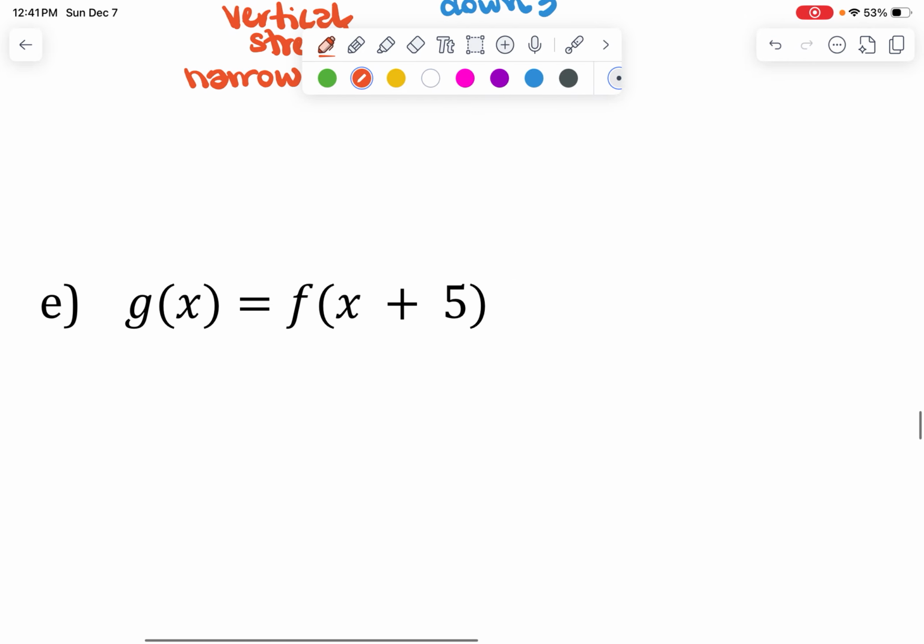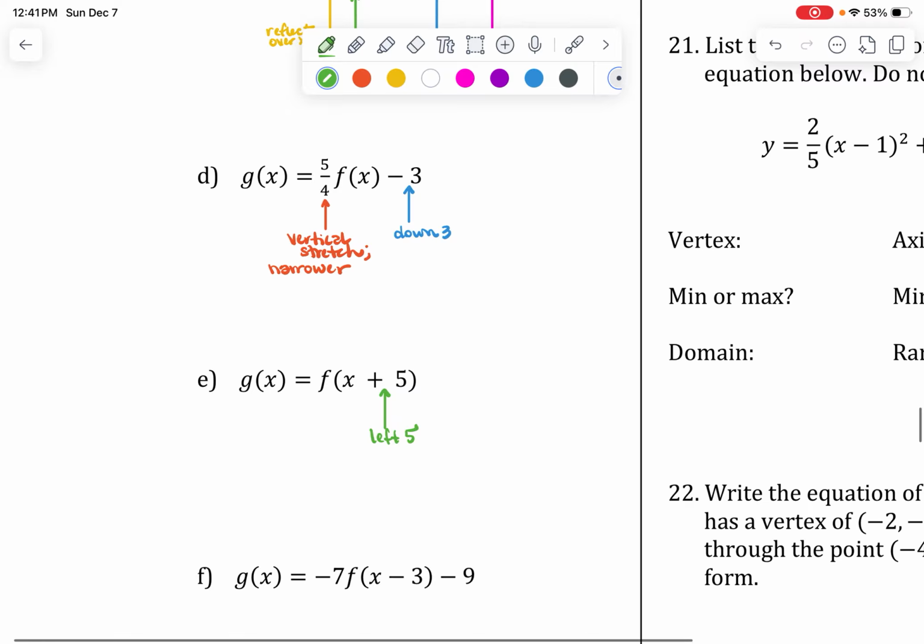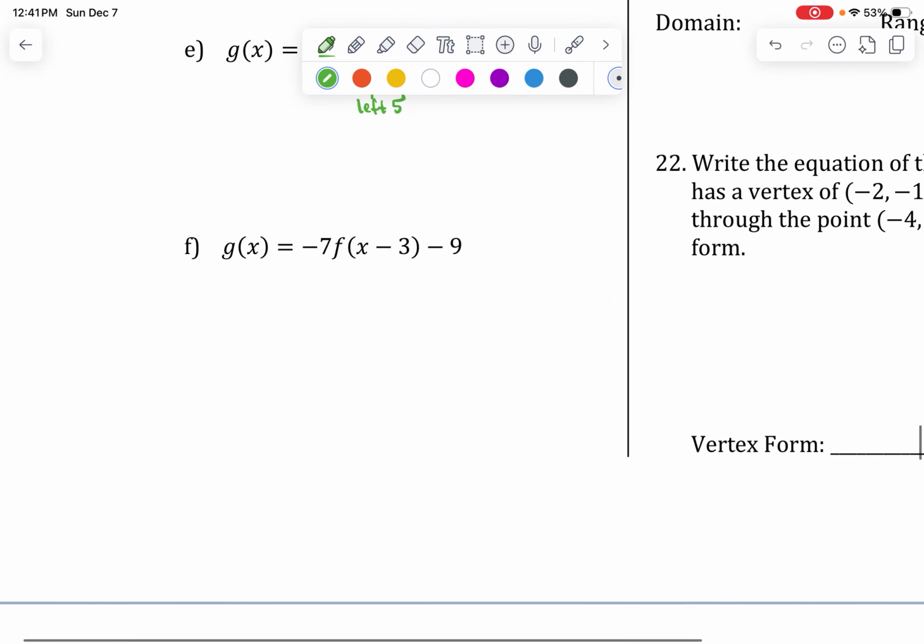And then lastly, this one only has a +5 hanging out inside the parentheses, so this is just left 5. And remember, these are all based on our parent quadratic function. Ooh, I thought that was our last one. It was not. We've got another one that has 4. We've got the negative, we've got the 7, then we have the -3, and then we have that -9.